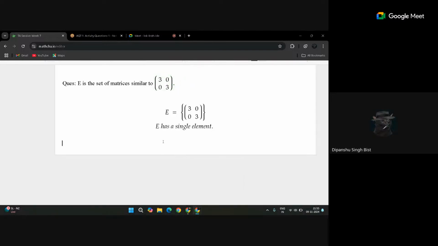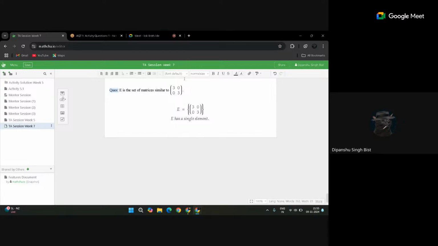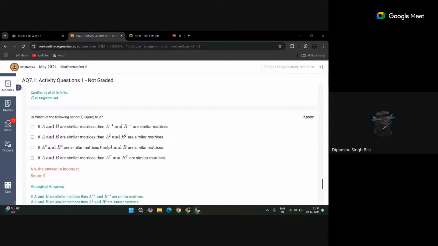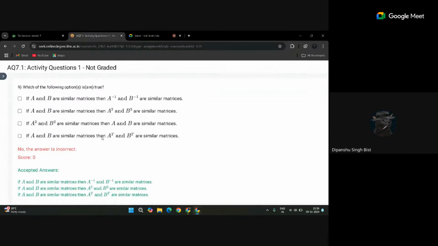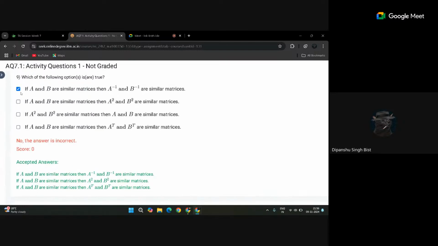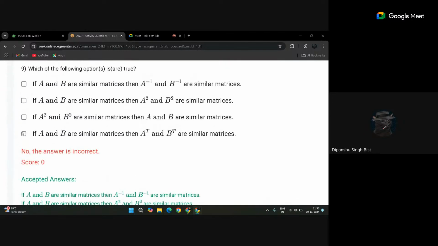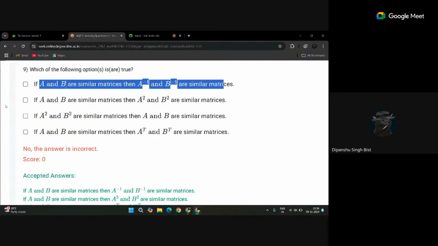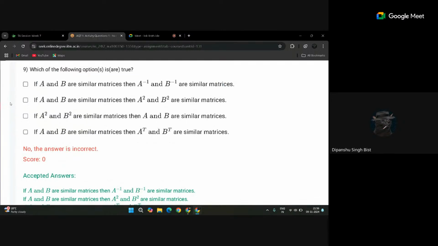Okay, so this is again what we have done. One or two more questions are left, I guess. Which of the following options is true? If A and B are similar matrices, then A inverse and B inverse are similar matrices. What about this? A and B are similar matrices. So if they are similar, their inverses would also be similar. Can you say that? Yes.